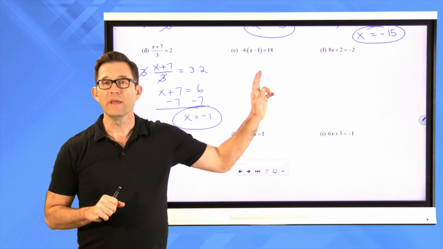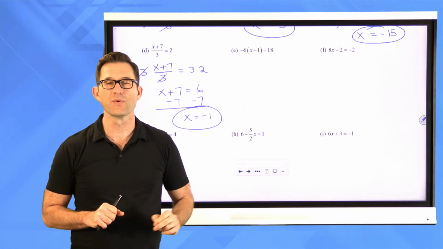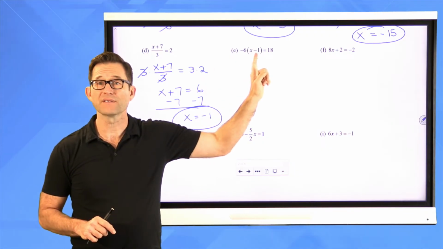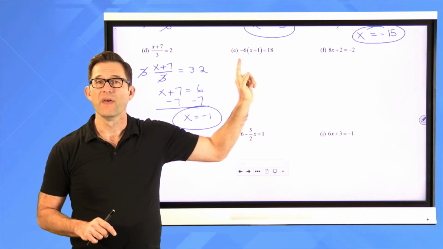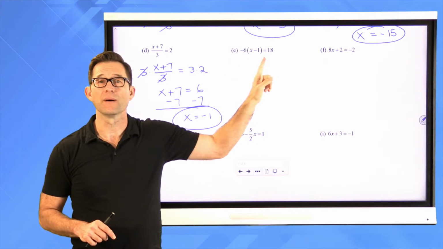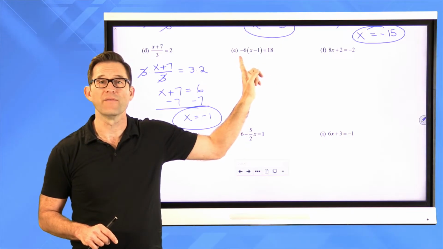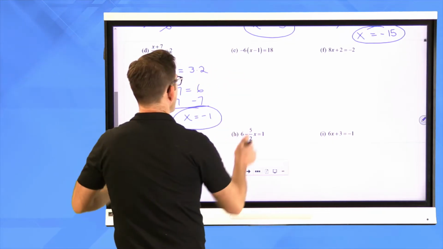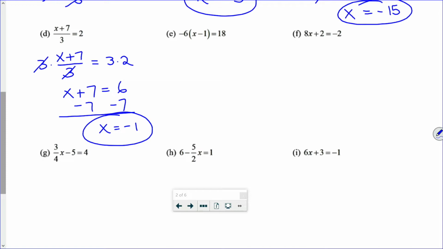All right, letter E, if you thought, I'm going to distribute the negative 6 through the parentheses, that's fine. It's just going to take a few more steps than needed. But what I'm going to do, I see x as having 1 subtracted from it, then having negative 6 multiplying it. So I'm going to undo the multiplication by negative 6 by dividing by negative 6 on both sides, and then I'll add 1 to both sides. Here we go. Not going to rewrite the problem here. I'll just divide by negative 6, divide by negative 6. 18 divided by negative 6 is negative 3. I'll add 1 to both sides. Negative 3 plus positive 1 is negative 2.